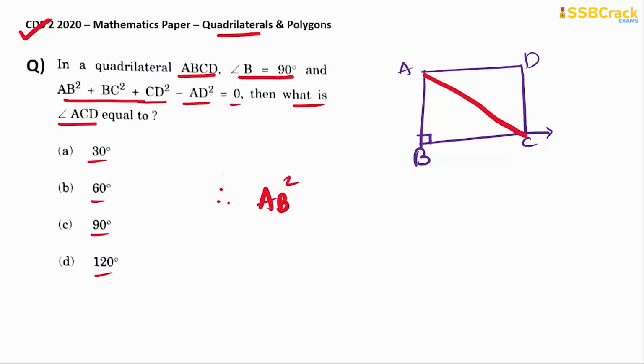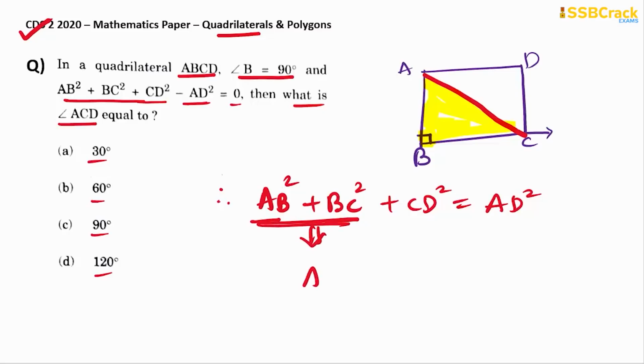So what it is, it's AB square plus BC square plus CD square is equal to AD square. But you know that angle B is a right angle. So this triangle is a right angle triangle where AC will be the hypotenuse. So what I can do here is write AB square plus BC square is equal to AC square. So AC square plus CD square equal to AD square.